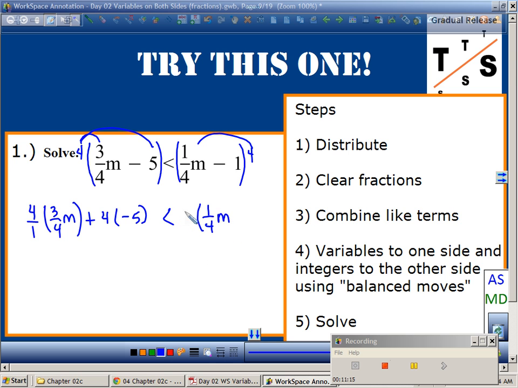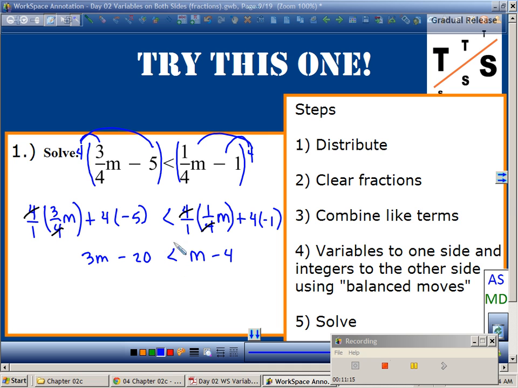Let's fix that. Plus 4 times negative 1. Now let's go through and clear the denominator. 4 goes away, 4 goes away. 4 divided by 4 is 1. So now I'm just left with 3m minus 20 is less than, what's left here? Just 1m minus 4.